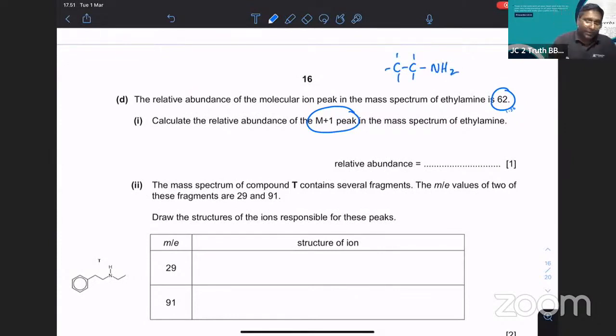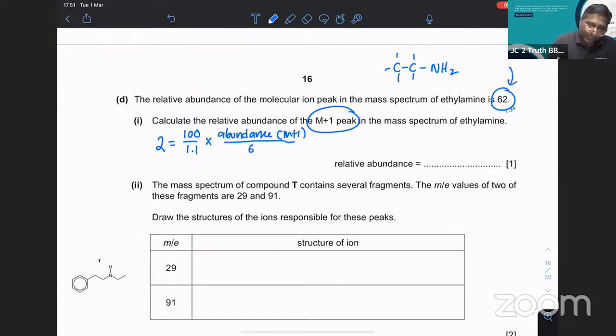So the formula to calculate the number of carbon: the number of carbon is already known, it is 2. So 2 equals 100 divided by 1.1, times the abundance of M plus 1, which is what we want, and then divide by the abundance of M. But the abundance of M is 62, so I just put it in. And then you just need to calculate that.